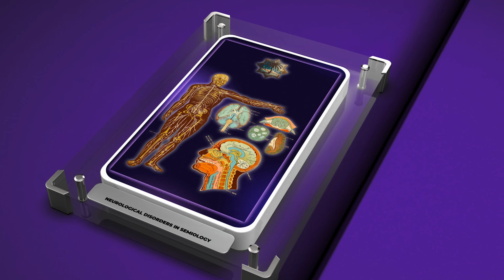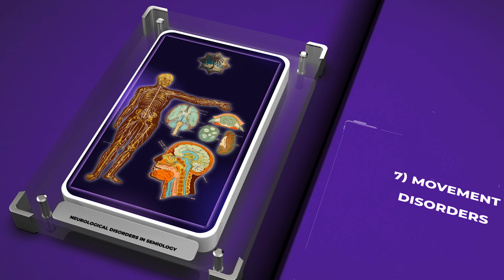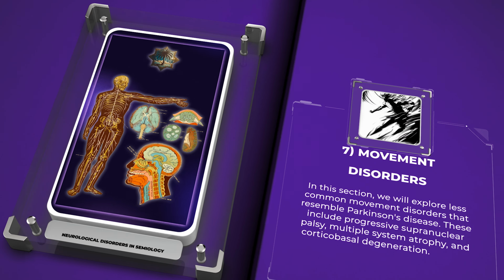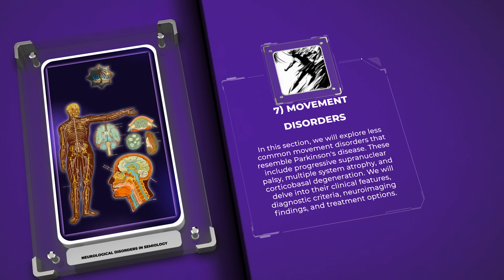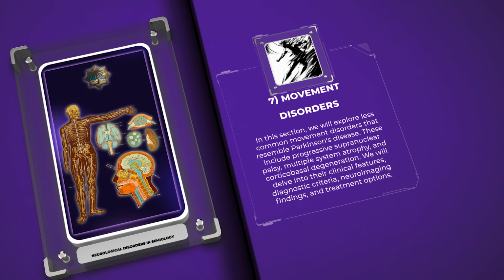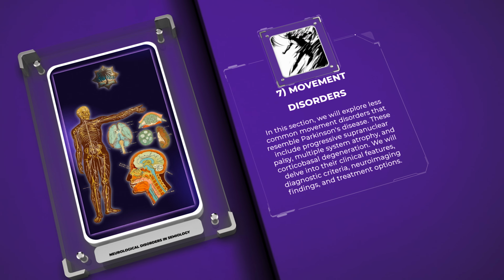In this section, we will explore less common movement disorders that resemble Parkinson's disease. These include progressive supranuclear palsy, multiple system atrophy, and corticobasal degeneration. We will delve into their clinical features, diagnostic criteria, neuroimaging findings, and treatment options.